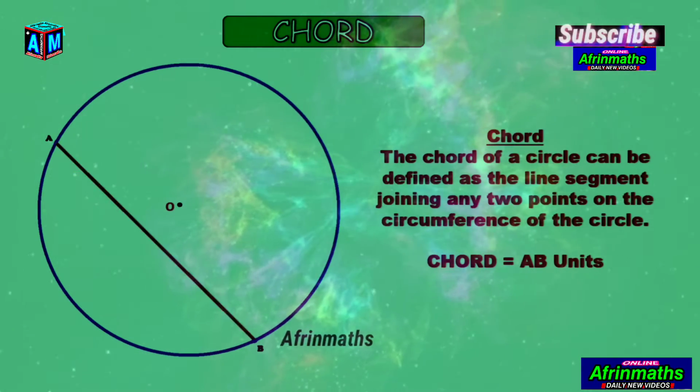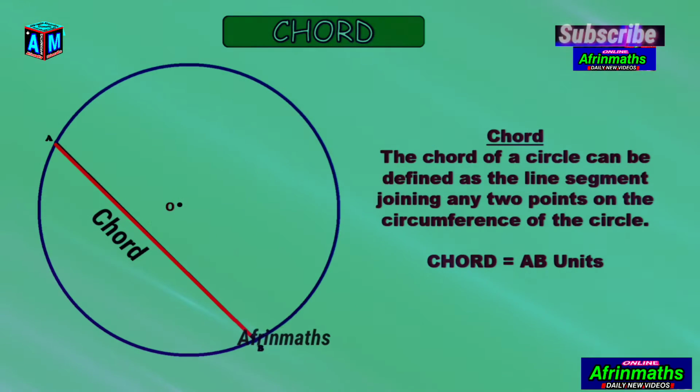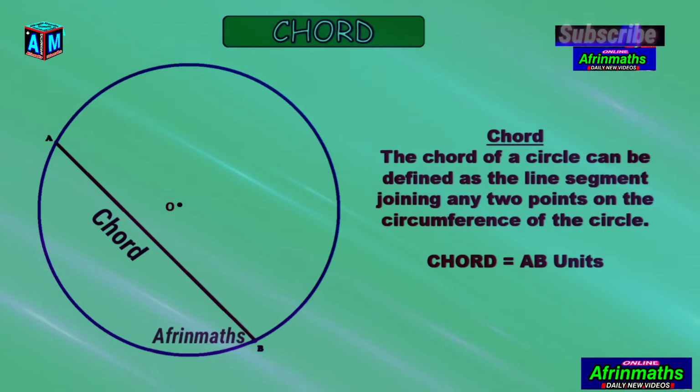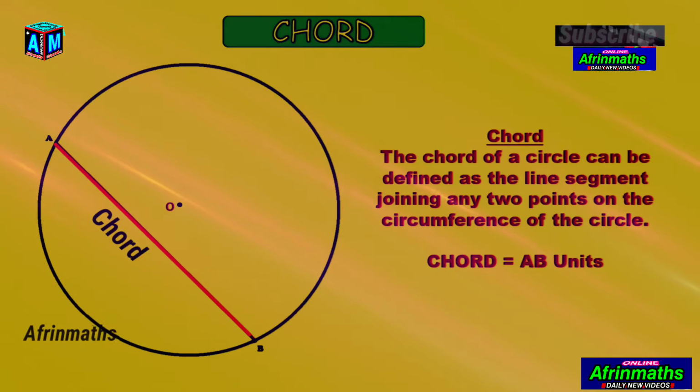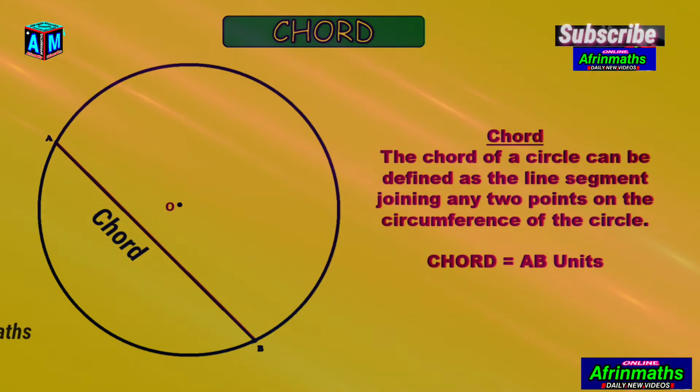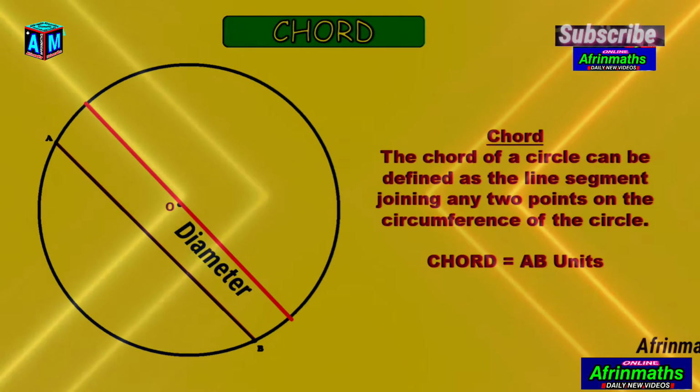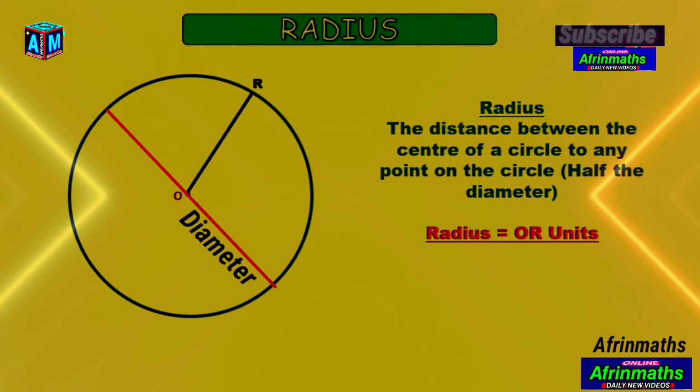Next property, chord of a circle. The chord of a circle can be defined as a line segment joining any 2 points on the circumference of a circle. It is a line which joins any 2 points on the circumference of the circle. Here in this figure, the chord is AB, that is AB units. And also the longest chord in a circle is the diameter, which passes through the center of the circle.